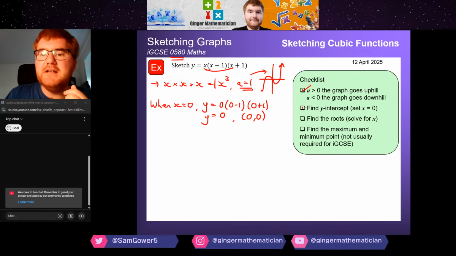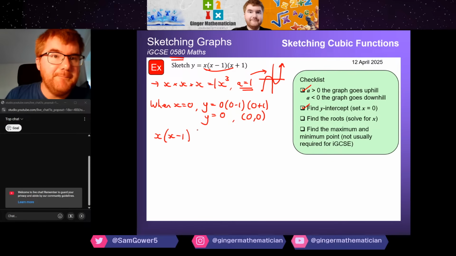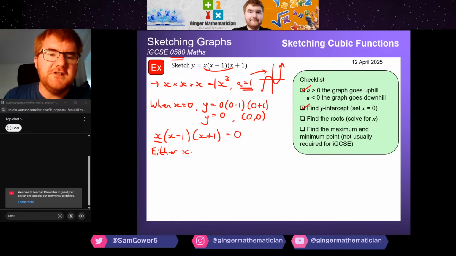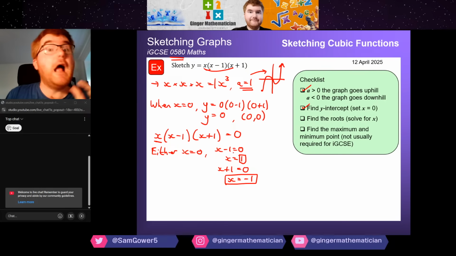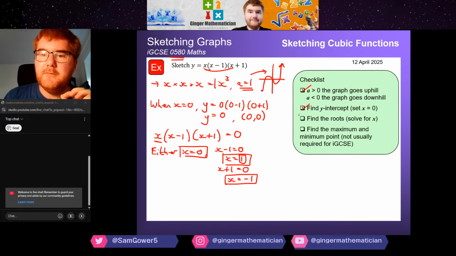And now we need to find the roots. Now notice it's in a very nice form, which it will be for iGCSE 0580 maths. So we have it in this form. And that means either this x is 0, which we already knew from the y-intercept anyway, or x minus 1 is 0, so x is positive 1, and we also know x plus 1 is 0, so x is equal to negative 1. So we know it's going to cross at 0, at 1, and at minus 1 as well. So that is useful information to know.